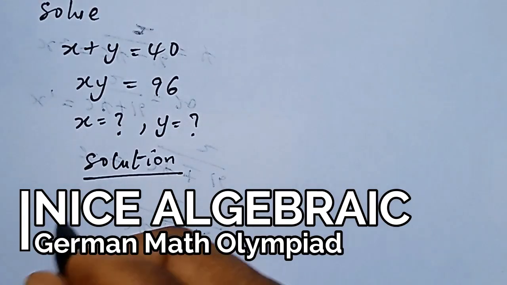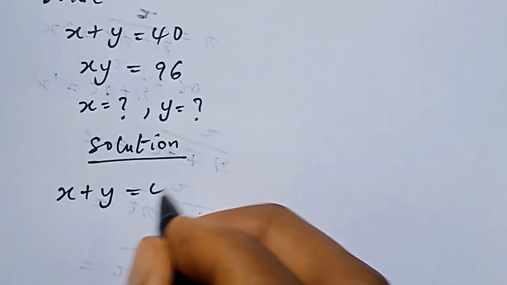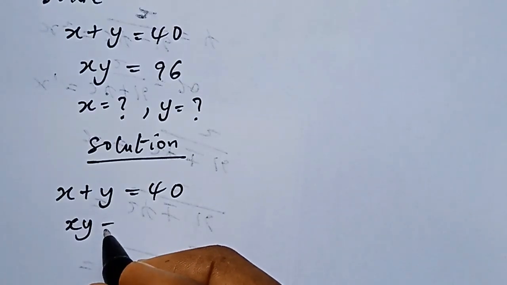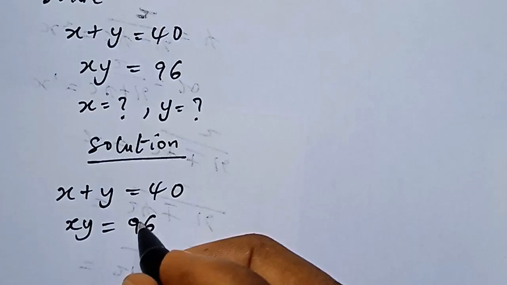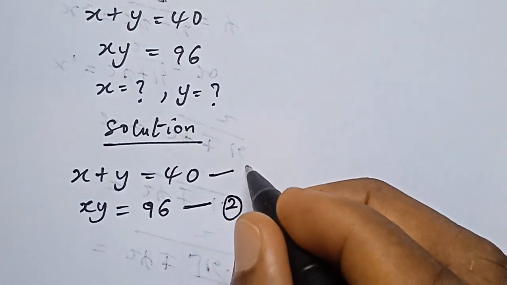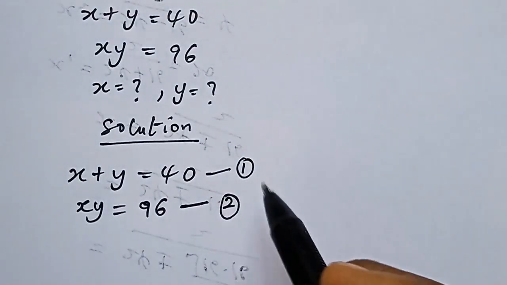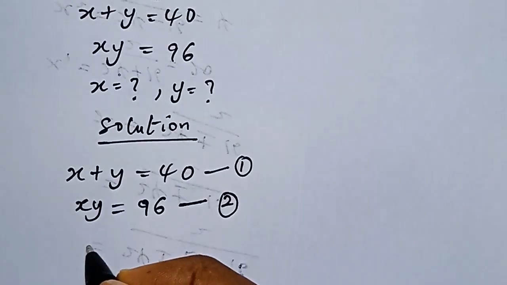Okay, so from our solution we have x plus y equals 40, then x multiplied by y equals 96. We assume this to be equation 1 and this to be equation 2. So we take both as equation 1 and equation 2. From here we need to find y.